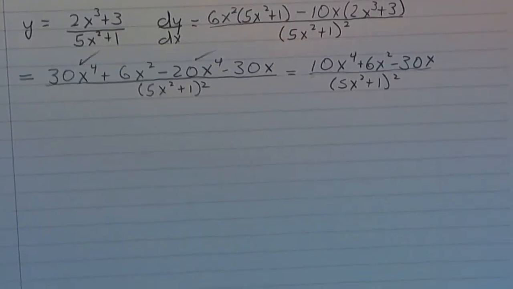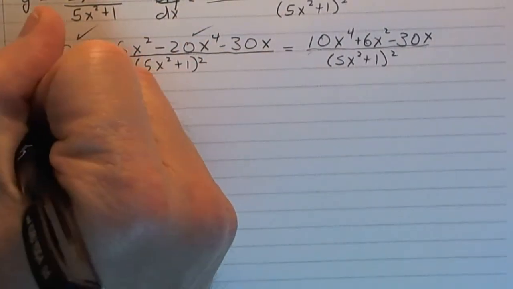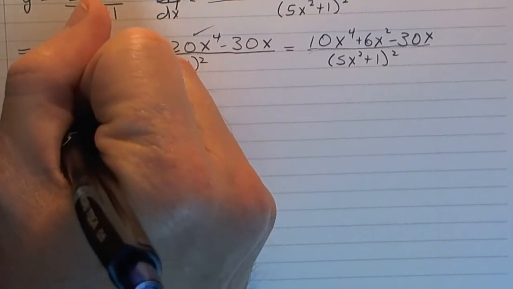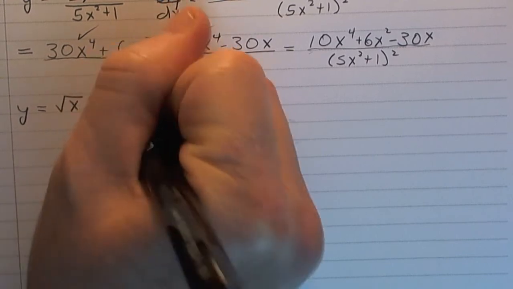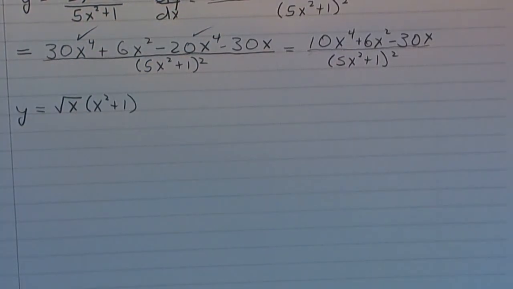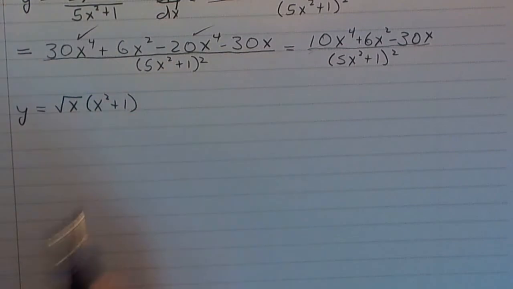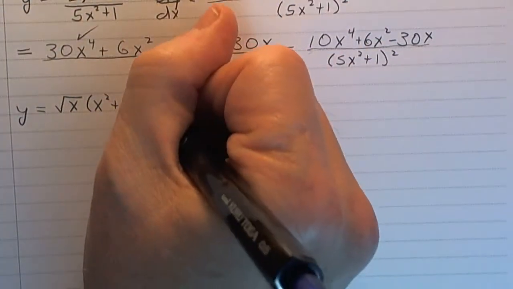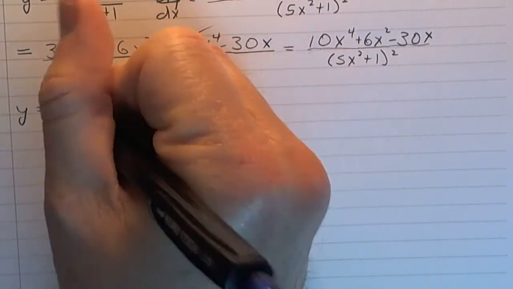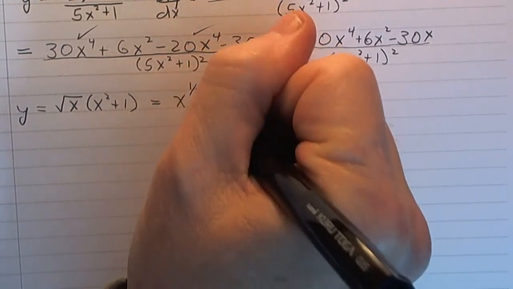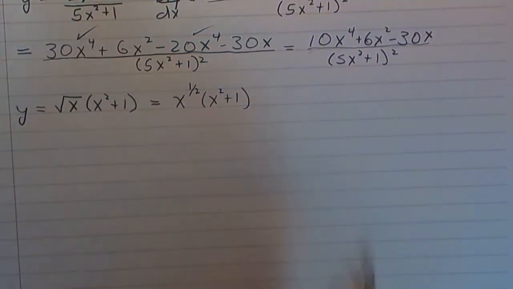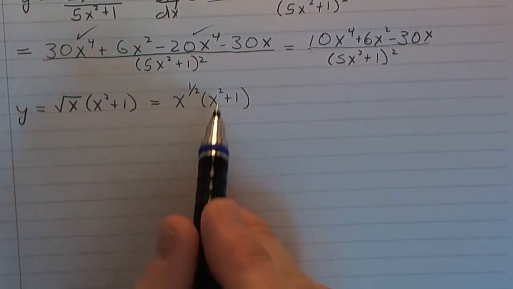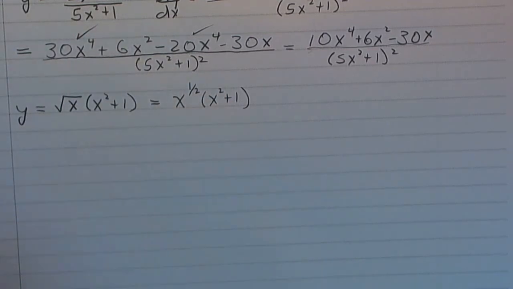Okay, now let's look at another one here. Let's suppose that we've got y equals the square root of x times x squared plus 1. Something like that. And of course, we're going to use the product rule. We've got a product going on here. Now remember, first thing, change that radical to a fractional exponent. And of course, instead of using the product rule, we could distribute through and use the power rule, but we're practicing using the product rule now.